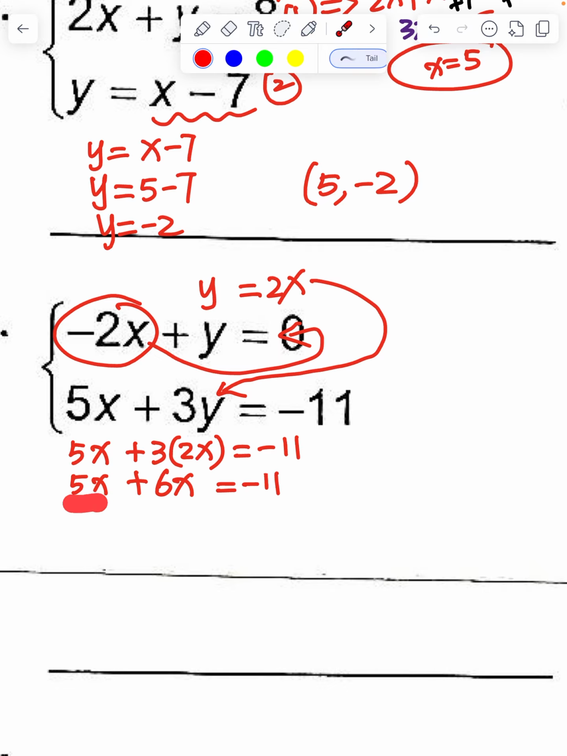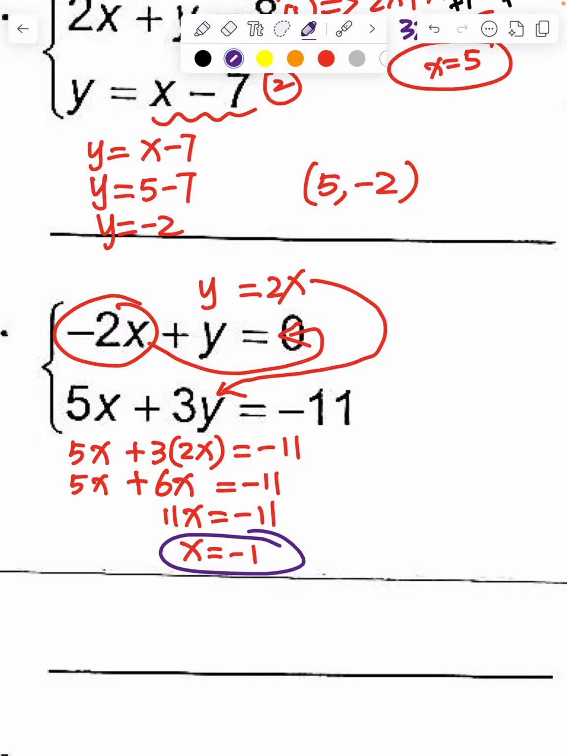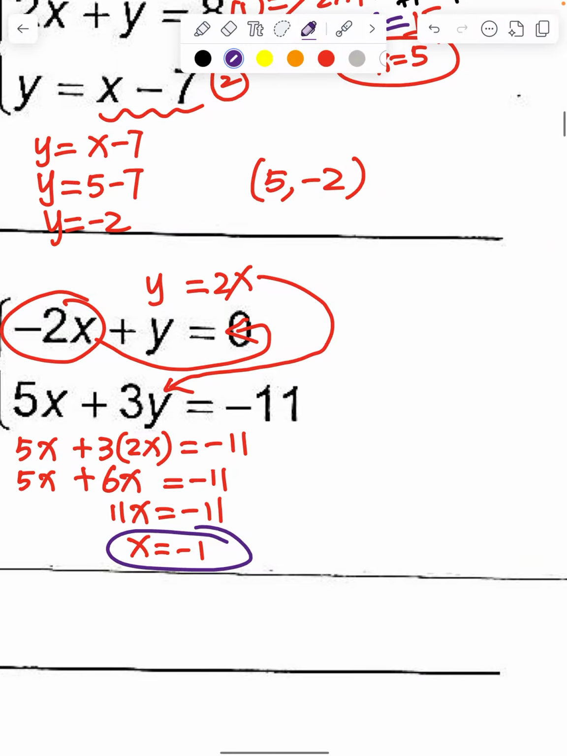5x plus 6x, that's 11x. So 11x equal to negative 11. 11 times x equal to negative 11. So x must be equal to negative 1. 11 times negative 1 equal to negative 11. Oh, so much work.